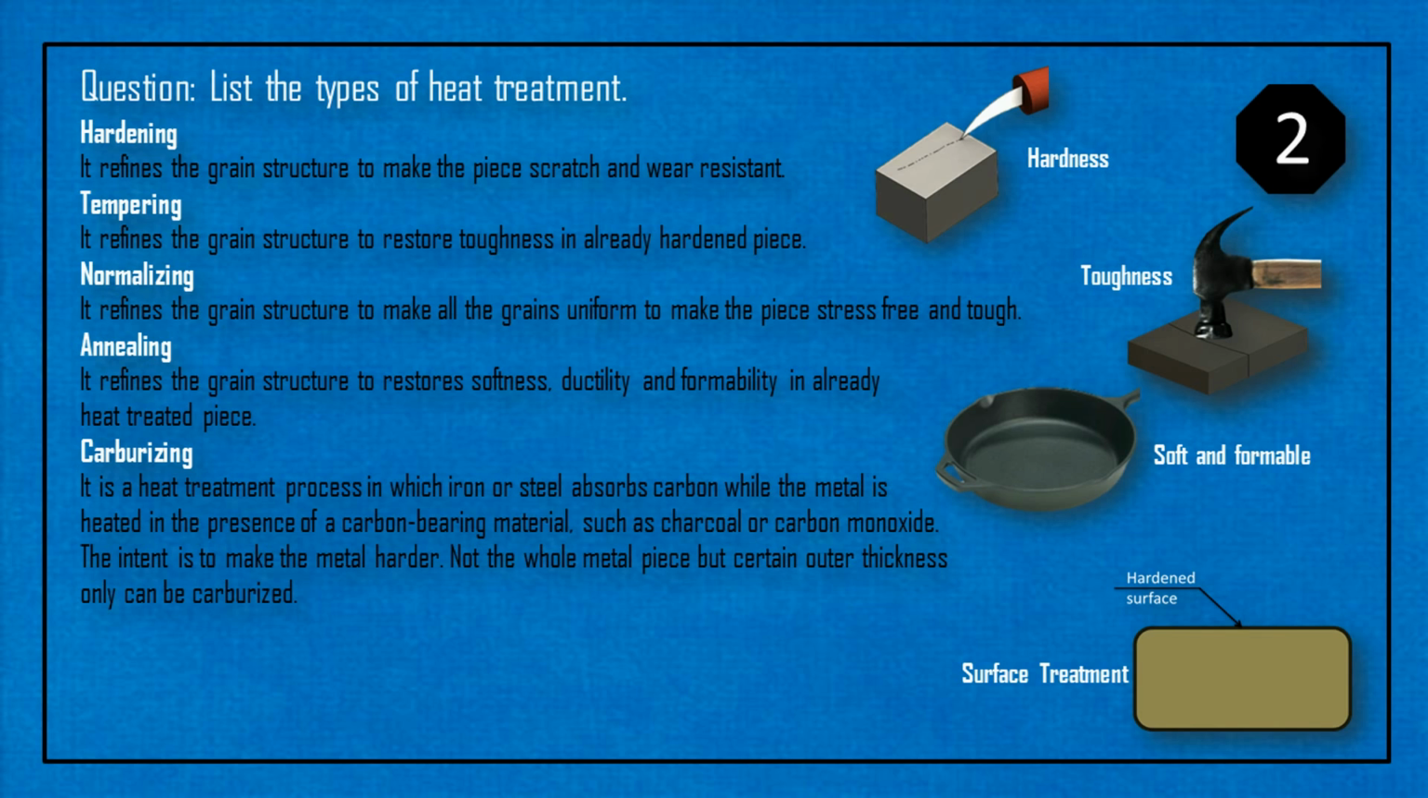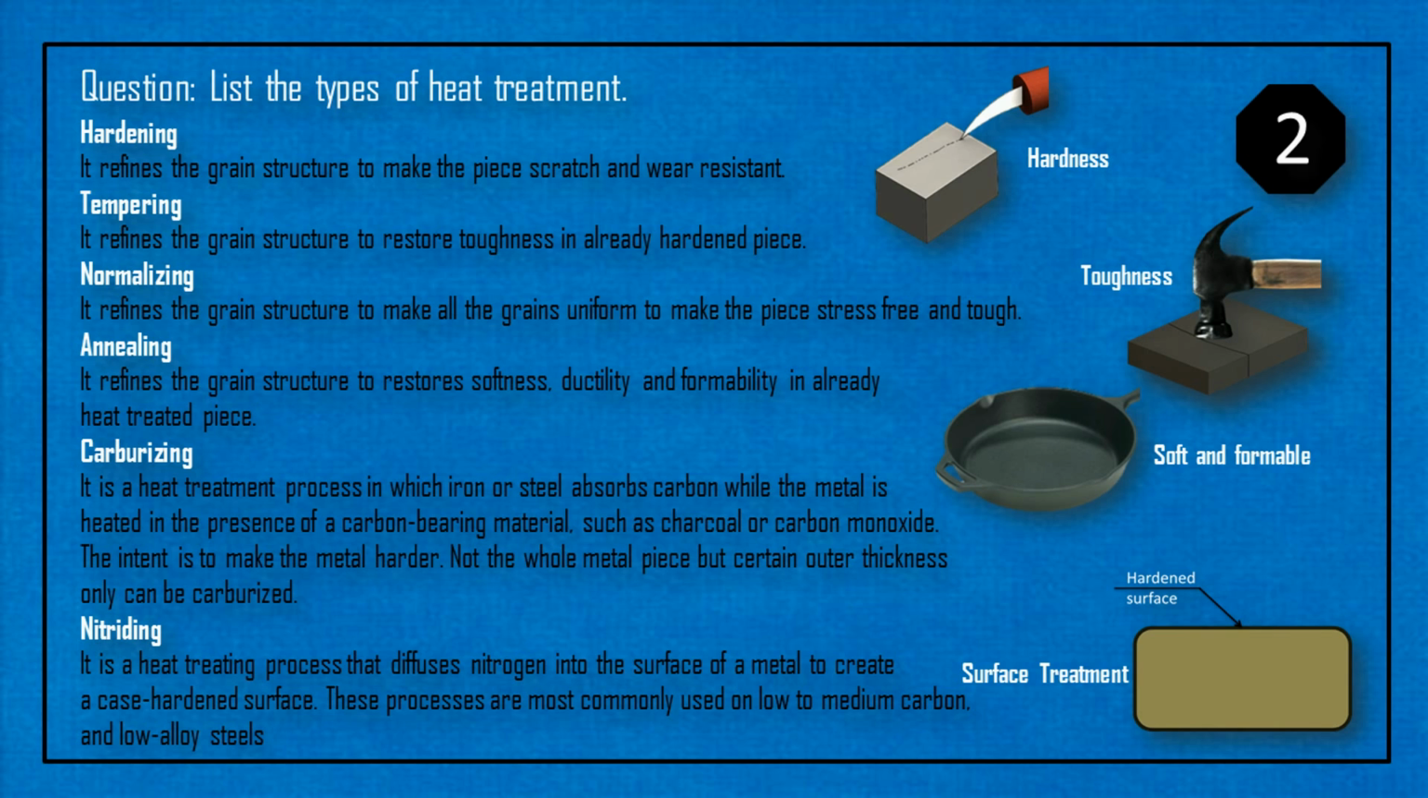Carburizing. It is a heat treatment process in which iron or steel absorbs carbon while the metal is heated in the presence of a carbon-bearing material, such as charcoal or carbon monoxide. The intent is to make the metal harder. Not the whole metal piece but certain outer thickness only can be carburized. Nitriding. It is a heat treating process that diffuses nitrogen into the surface of metal to create a case hardened surface. These processes are most commonly used on low to medium carbon and low alloy steels.